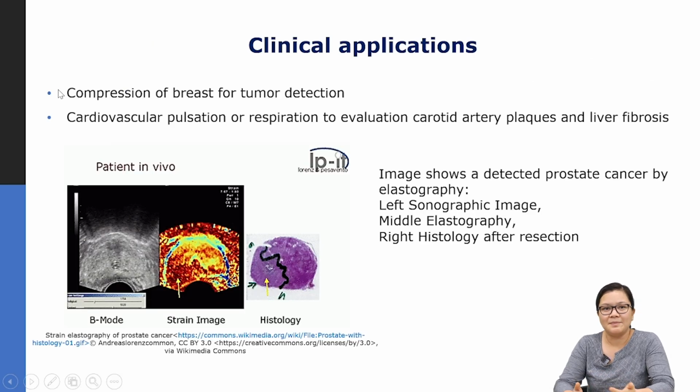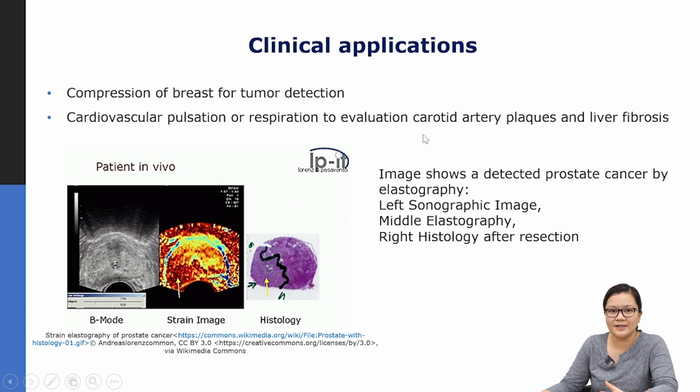Looking into the clinical applications of strain elastography now. Strain elastography has been widely used for detecting breast tumors. It's clinically used currently. Also, you can utilize the vascular pulsation, or the pulsation of your blood vessels, or the respiratory process, to evaluate the stiffness of plaques in your carotid arteries, or also monitor liver fibrosis. So this is what's being used now.